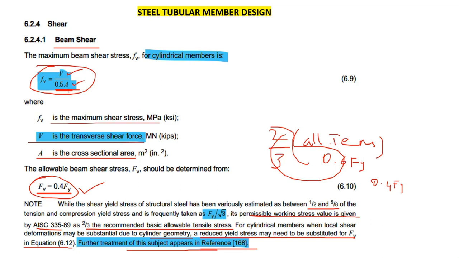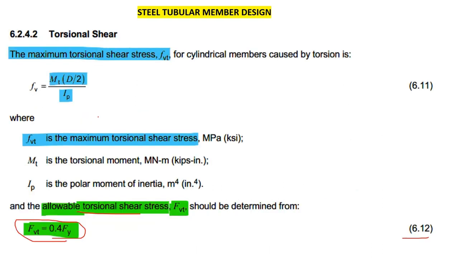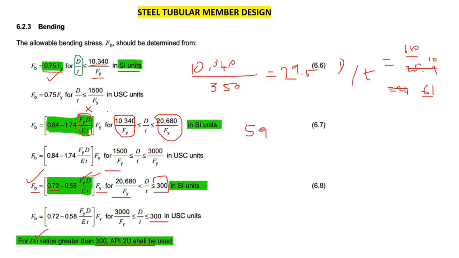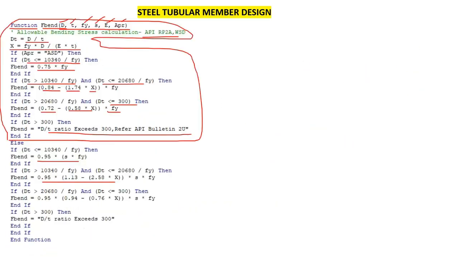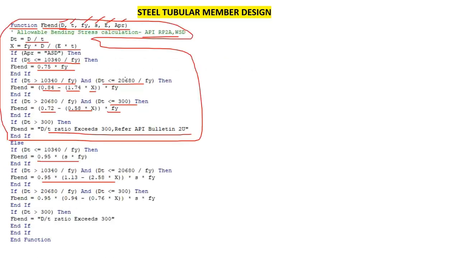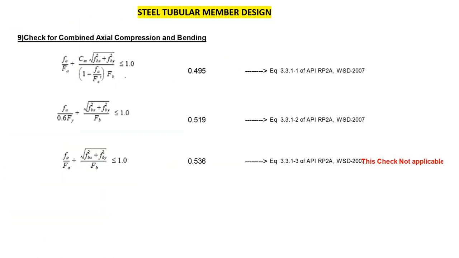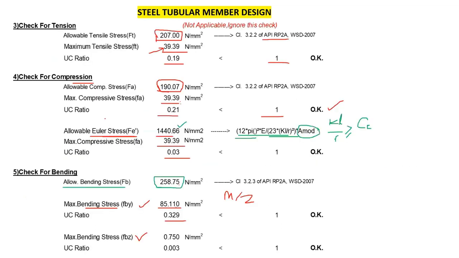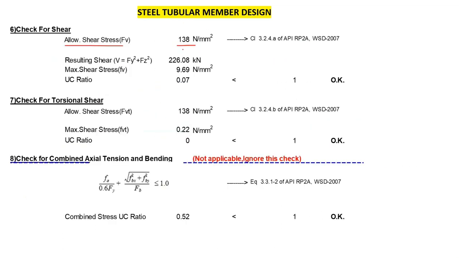Actual shear stress we can take as the shear load divided by 0.5 A, that's the cross section area. That's how we can take the allowable shear stress. Here we are taking allowable shear stress simply 0.4 Fy. So 0.4 times Fy is 138. That's why it's simply taken here.